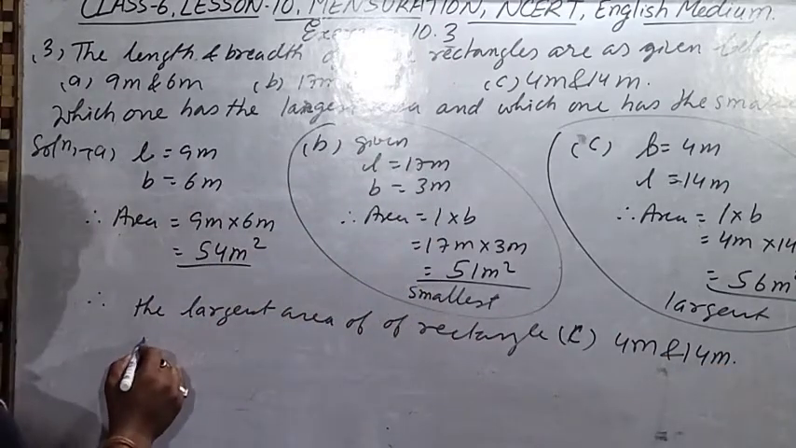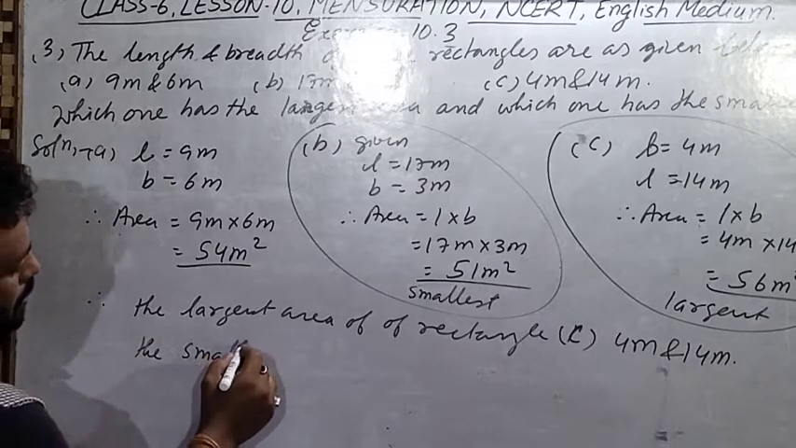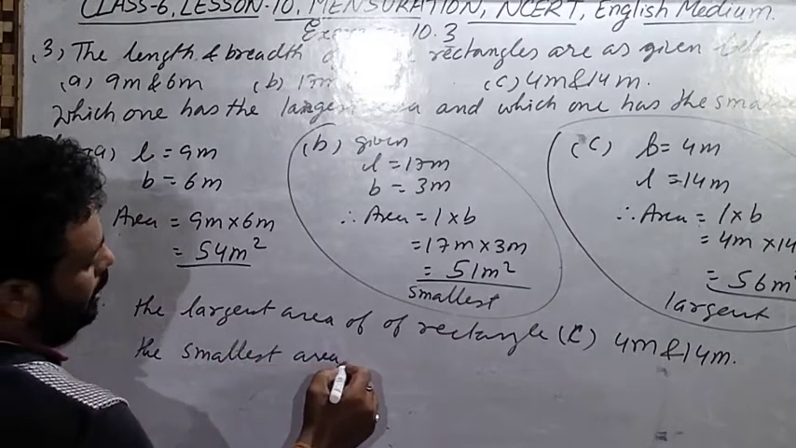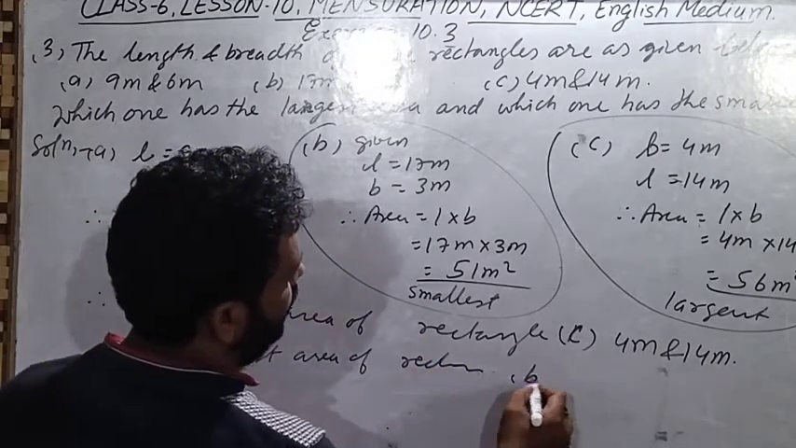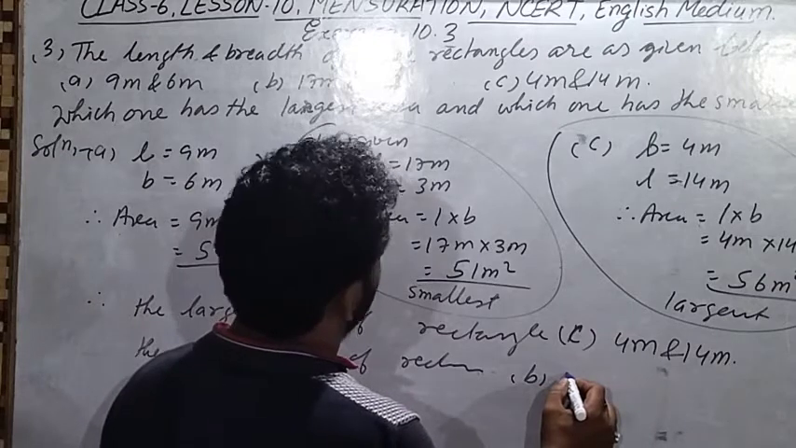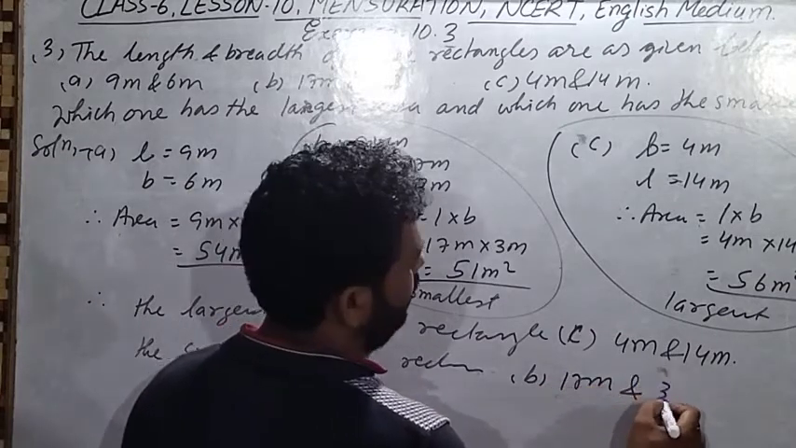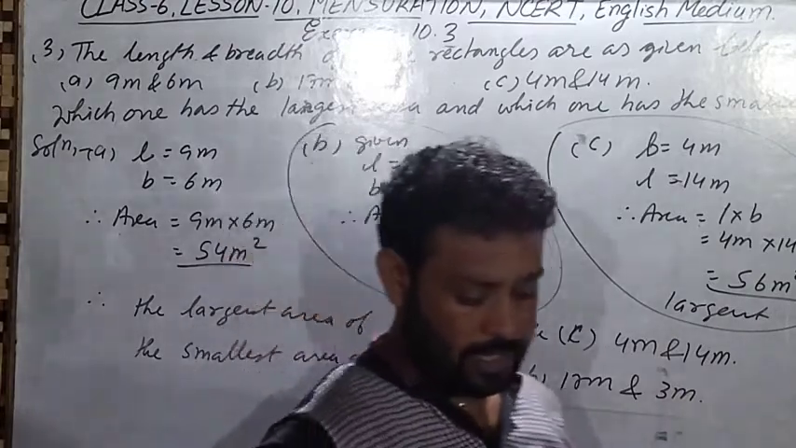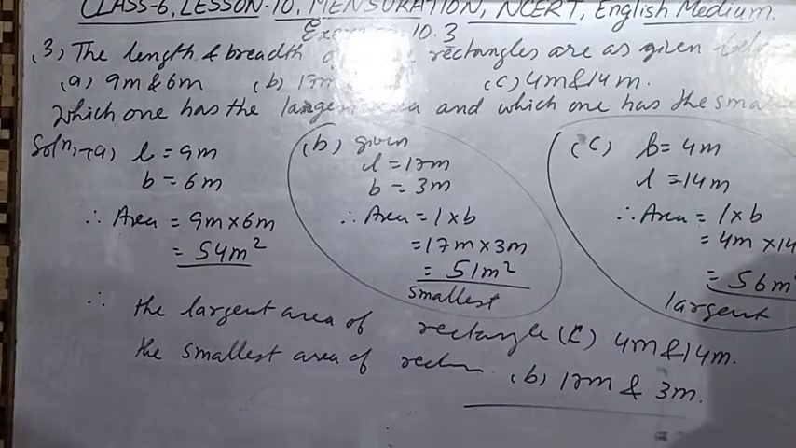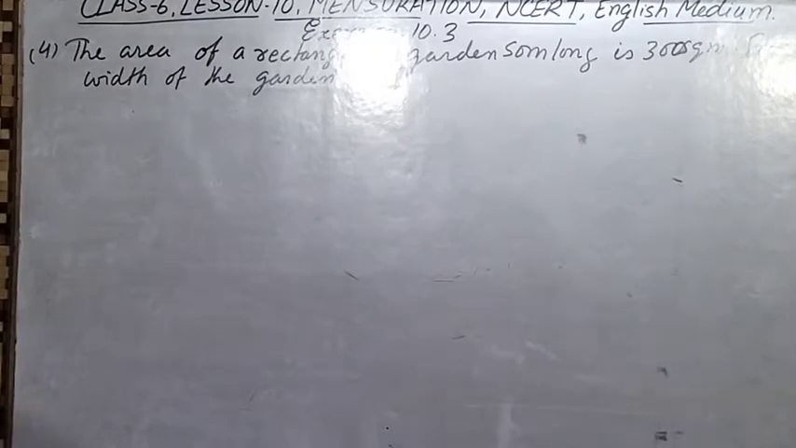Like this also you write, the smallest area of rectangle B, that is 17 meter and 3 meter. We have to do question like this. Then question number 4, we have to find the area. Question says the area of rectangular garden 50 meter long is 300 square meter. Find the width of the garden.